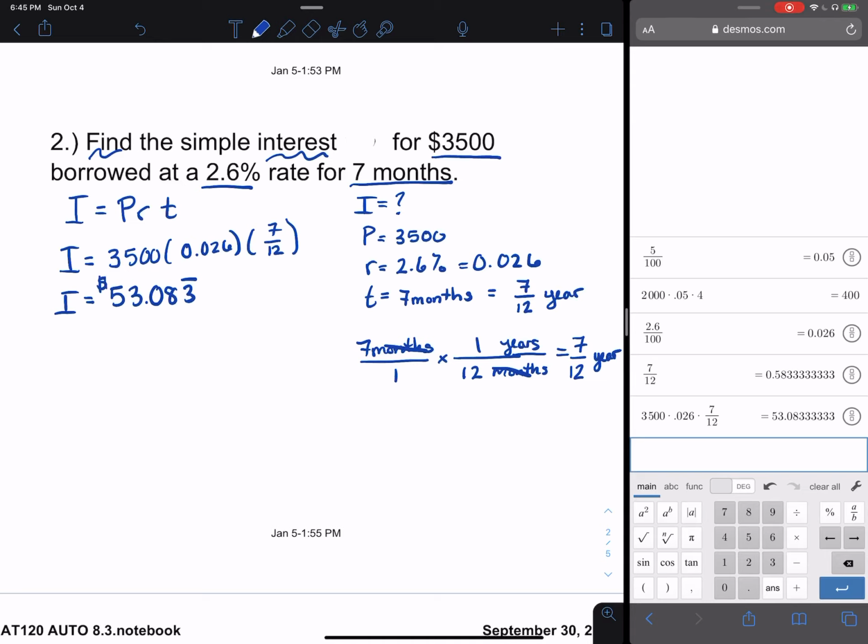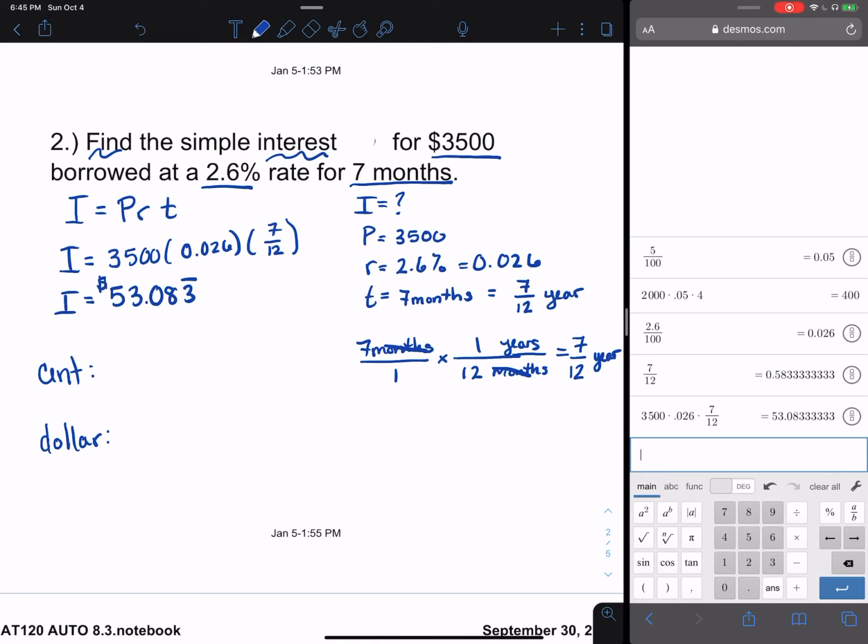Now, remember, interest was in money. So when we have this decimal answer, they can ask us to round to one of two places. They can either ask us to round to the nearest cent, or they can ask us to round to the nearest dollar. Your homework will sometimes ask for one and sometimes ask for the other, so make sure you're double checking what the specific problem you're working on asks for.